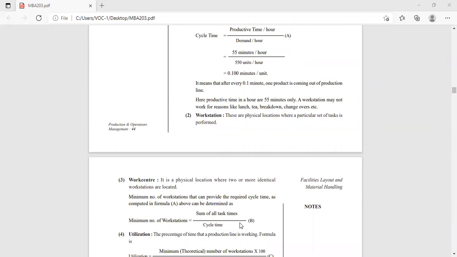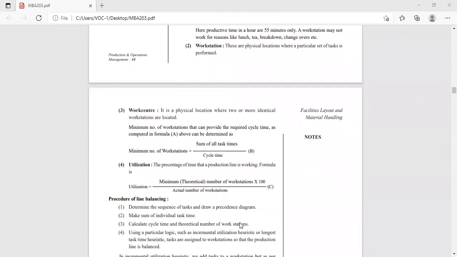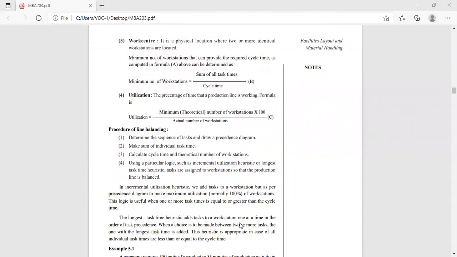Workstations form the work centers. Utilization is the percentage of time that a production line is working. The formula is given as minimum number of workstations multiplied by 100 divided by actual number of workstations. The procedure of line balancing is given below: determine the sequence of the tasks, draw the precedence diagram, sum the individual task times, and calculate cycle time using a particular logic.